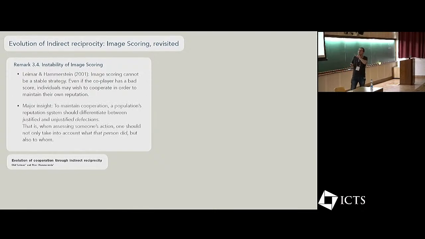All right, and the major insight from this paper is that if you really want to get cooperation going, you should distinguish between 2 forms of defection. A justified defection, where I defected against you because you really are a bad person. And an unjustified defection, where I just felt I don't want to cooperate. If you see a justified defection, it shouldn't harm your reputation. But if you see an unjustified defection, it should harm your reputation.